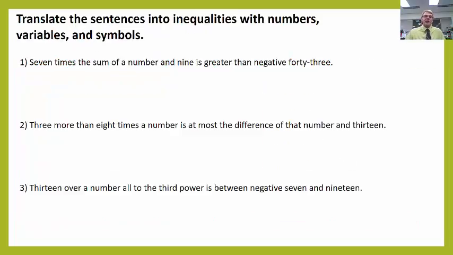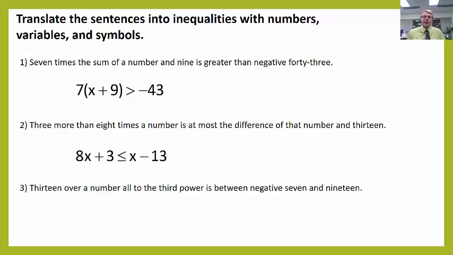Alright, well, let's dive right in then here. What we want you to do is pause the video and give these your best shot to take these sentences and translate them into inequalities with numbers, variables, and symbols. Ready? Pause. Alright, let's see how you did. For the first one, did you get 7 times the sum, parentheses, of a number, x, and 9 is greater than negative 43? Hopefully you did. If you didn't, please make sure you mark it down and come to class with questions.